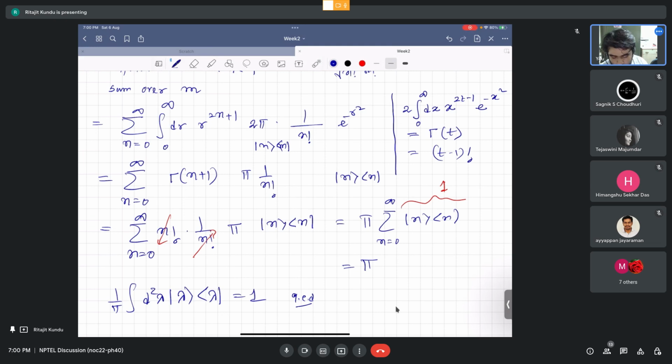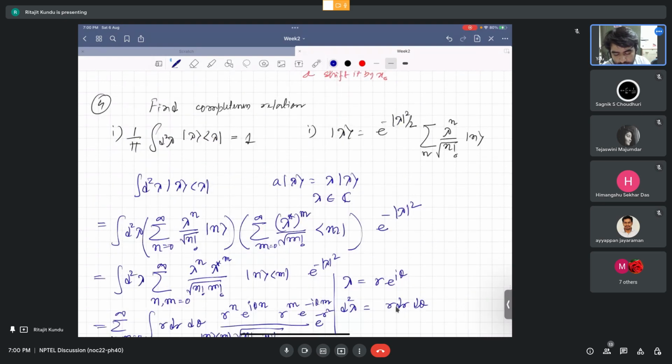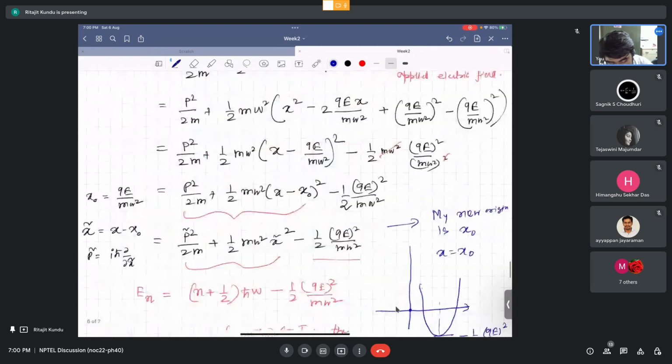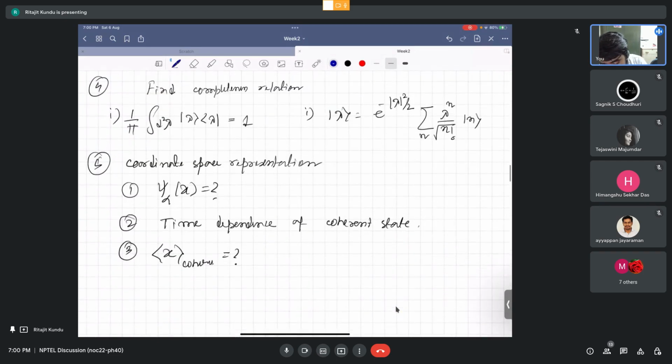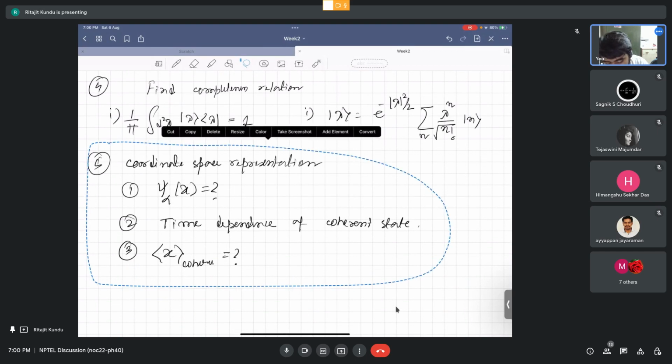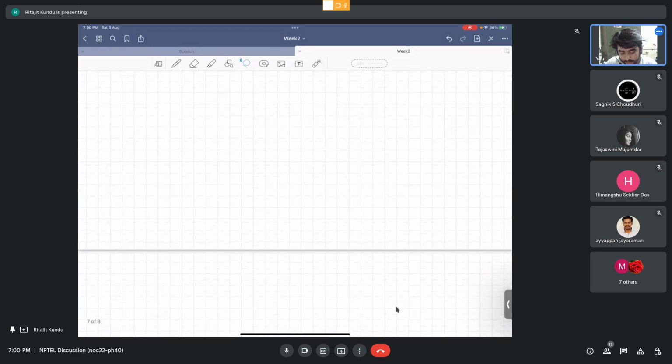Okay, coherent state calculations can sometimes become a little long, but nevertheless, let's look at the last problem. The last problem has several parts, but this will give you the physical picture of coherent states. So this is important.